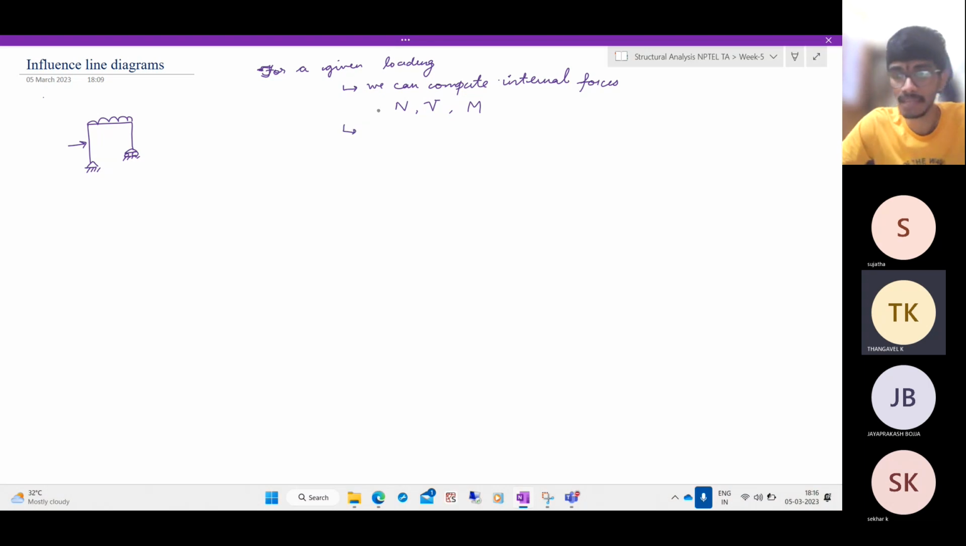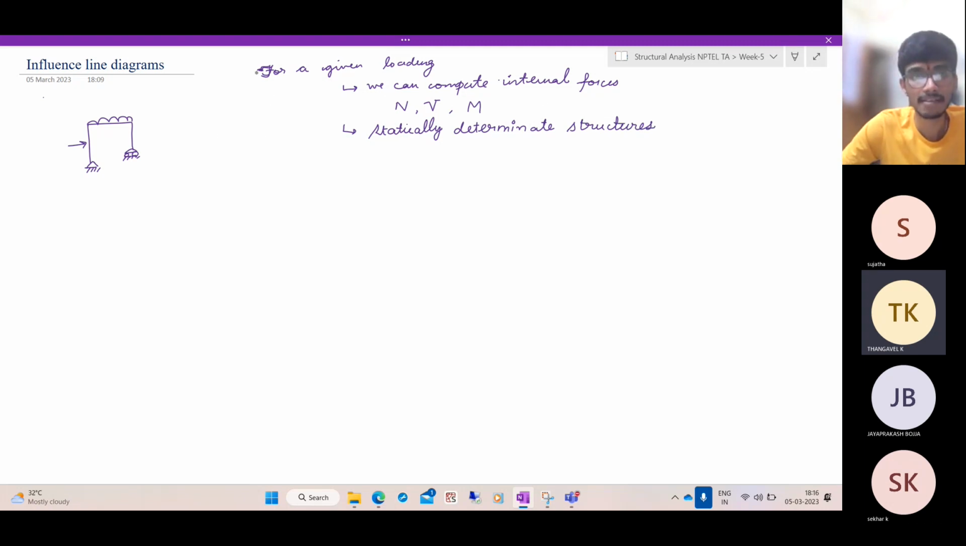But so far, we have been limited only to statically determinate structures. Hopefully, from next week onwards, we'll be looking at statically indeterminate structures. But until now, we are looking at statically determinate structures. But in reality, the forces are not always known.